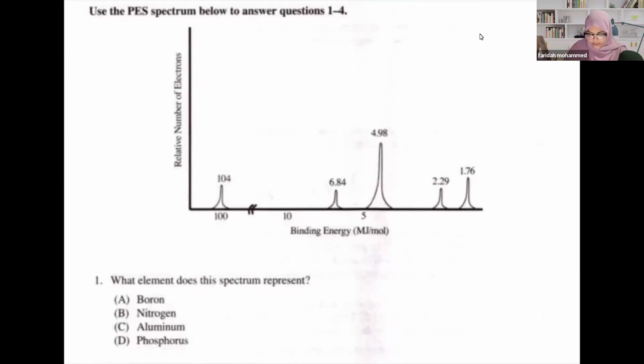Okay, so what element does this spectrum represent? We can see that on the y-axis, we have the relative number of electrons. That means how many electrons there are, right? If you have something that is short, that means you have fewer electrons. As the height goes up, that means you have more electrons. While on the x-axis, we have binding energy. That means the energy required to release an electron from the atom.